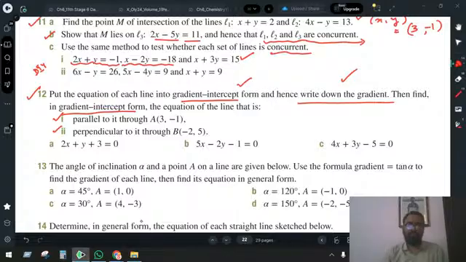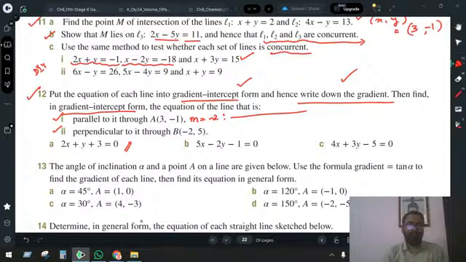Parallel to it through (3, -1), what do you know? Our line is parallel to this and passing through this point. Passing through means we have one point. Parallel means we need the gradient. The gradient is -2. Substitute, and you will get the equation.